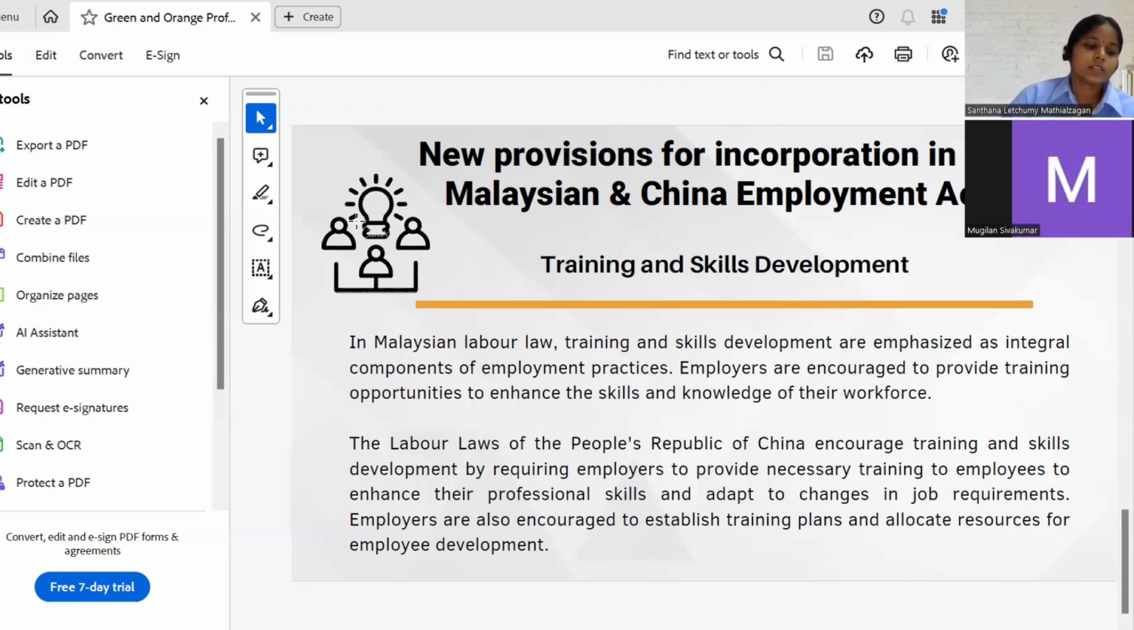So employers may receive incentives or support from government incentives aimed at promoting lifelong learning and skill upgrading among employees. We can see the labor law from China encourages training and skills development by requiring employers to provide necessary training to employees to enhance their professional skills and adapt to changes in job requirements. Some industries may have specific regulations or incentives for promoting training and skills enhancement among workers to support national economic development goals.